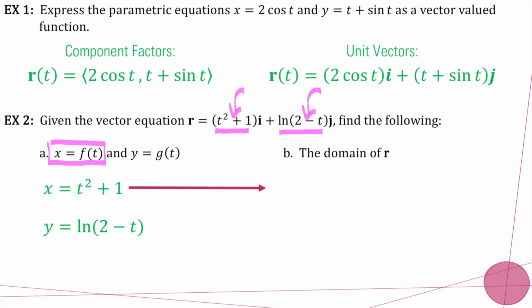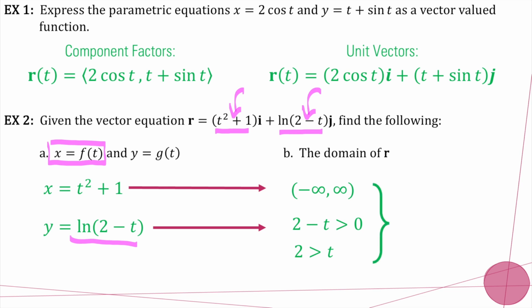Well, the domain of t squared plus 1 is all reals. We don't have any limitations on that. The domain of the y component, well, 2 minus t has to be greater than 0, which means that t has to be less than 2. So the intersection of these is negative infinity to 2. So our vector equation has negative infinity to 2 as its domain.